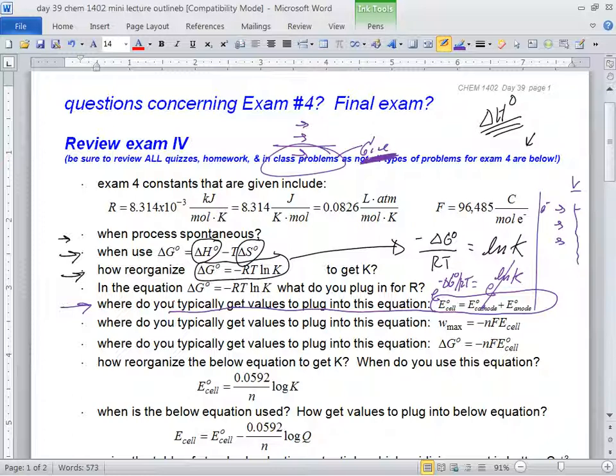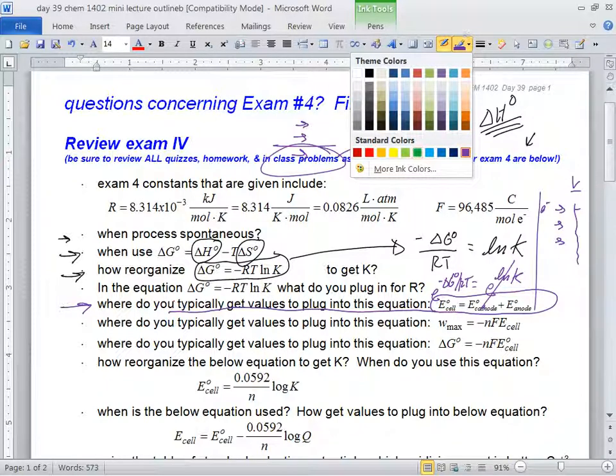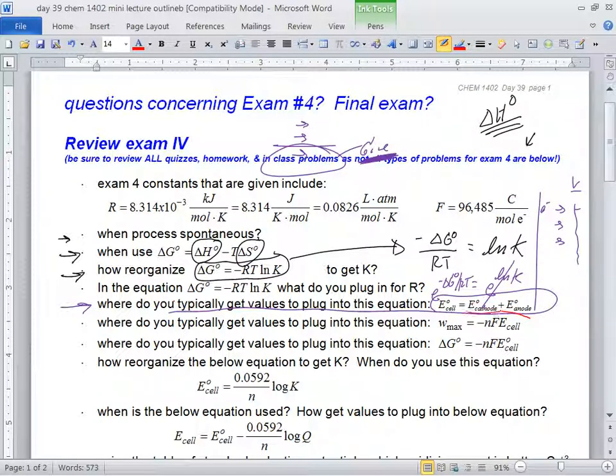How about this next question here? Audrey, we have W max is minus NF E cell. And the question, I'm sure, is find W max, right? Well, where did you get the N, the F, and the E cell? The F is the 96. Good. That F is that constant, 96,485. E cell is the volts. If you remember volts and E cell, that really helps a lot. Okay, now you got to get the N.